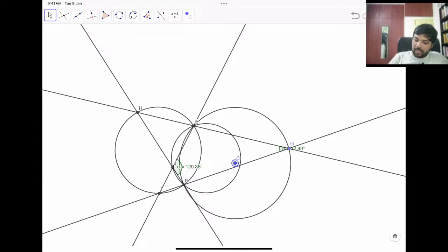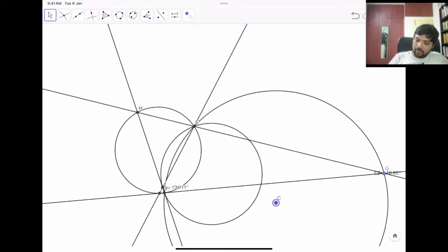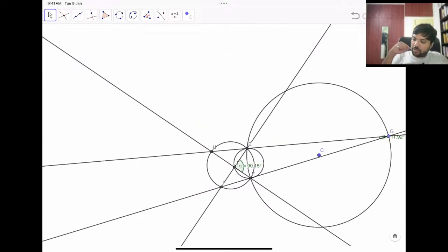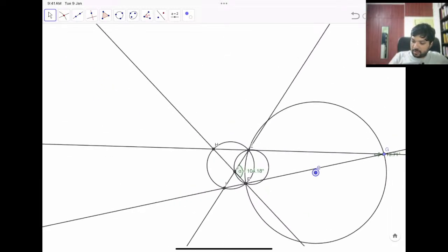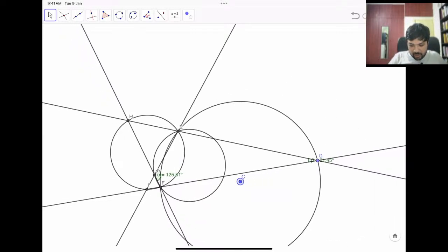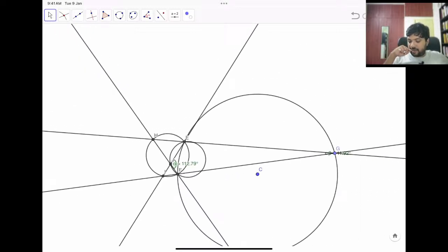Let's make it 120, it's 32.5. If it's 90, it is 12. I don't know, maybe it's not so simple to guess what the answer is. You have to do it by trigonometry or something, not usual angle chasing. Maybe by inversion or something, because as you get C closer, it's becoming larger if you go out. I don't know. I don't know how to do this.